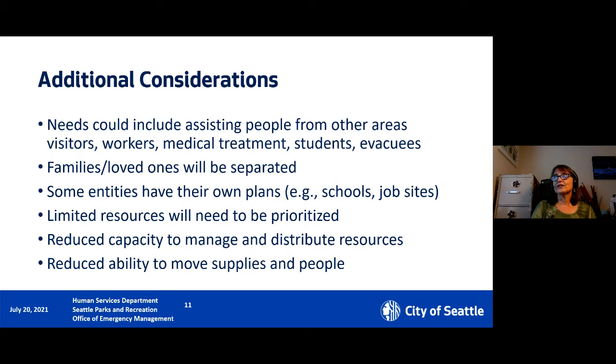Additional considerations include that needs could include assisting people from other areas. That includes visitors, many people who work in the city, people here for medical treatment, students, and evacuees from other regions. So for instance, if there is a tsunami on the coast, we may find people moving through or to Seattle.